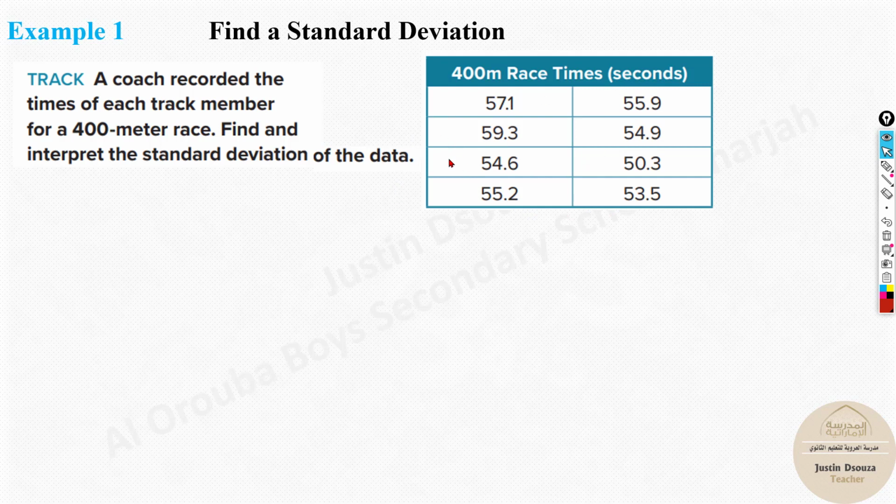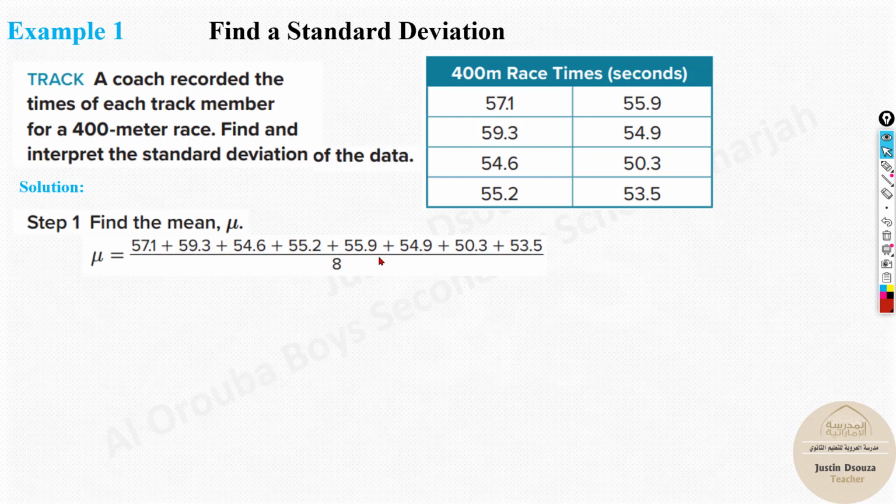So, how do you find the mean? Mean is just the average. So, let's find the mean, that is, add all of them and divide by the number of values. It's 8, right? So I add all of them and divide by 8. Very simple, very straightforward. That's the mean.